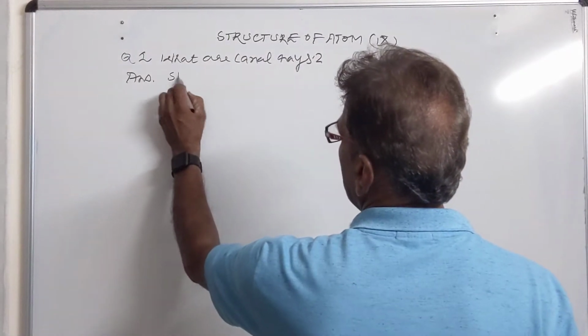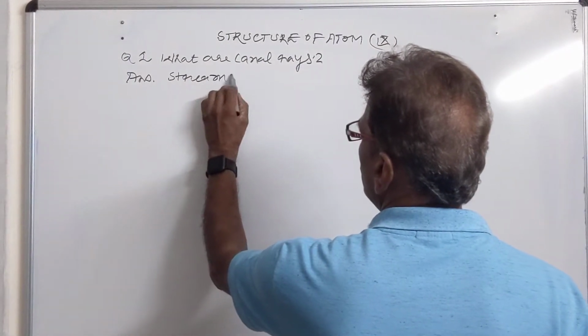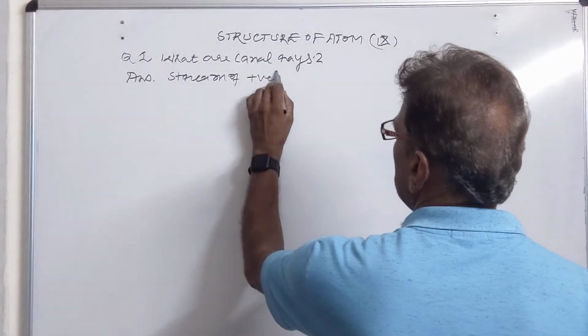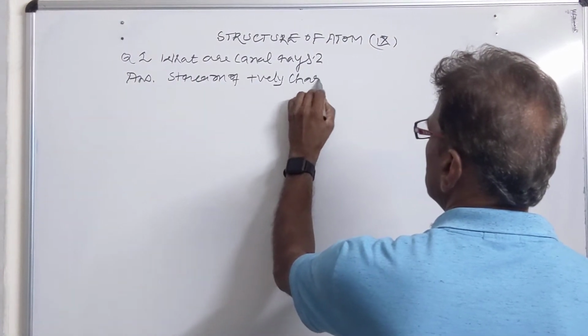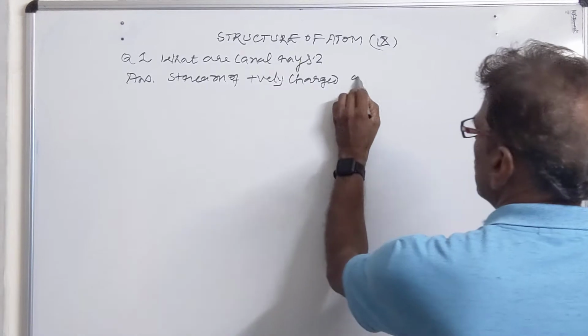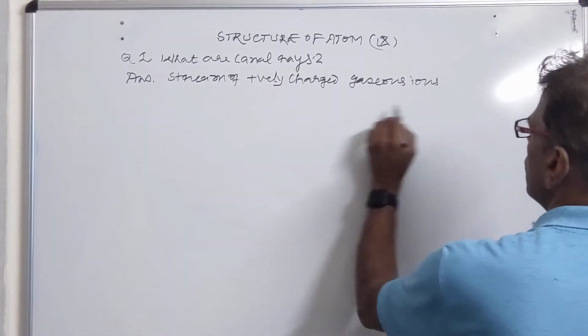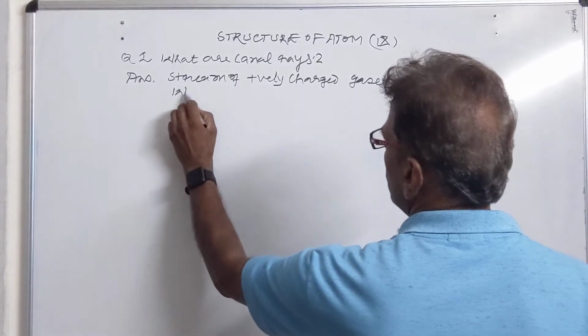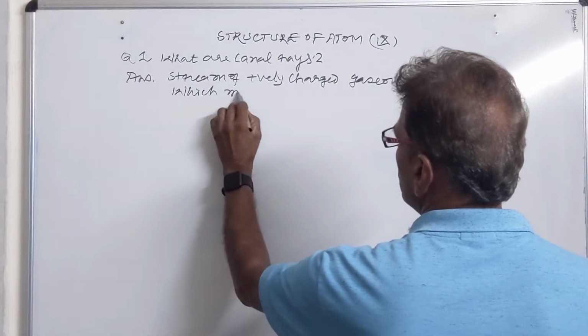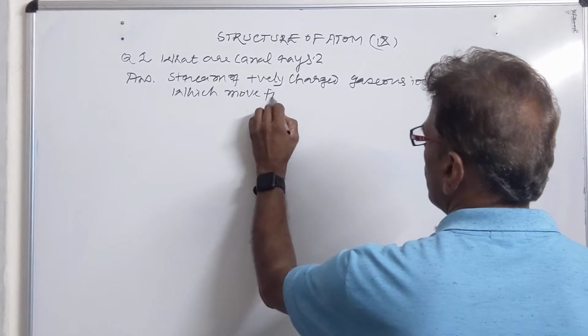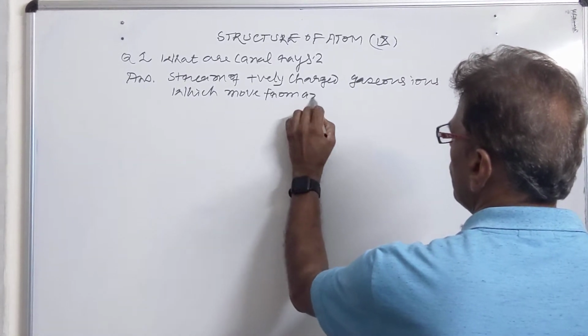So this is a stream of positively charged gaseous ions which move from anode to cathode.